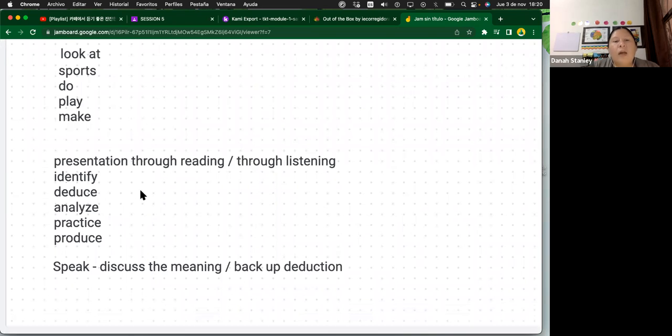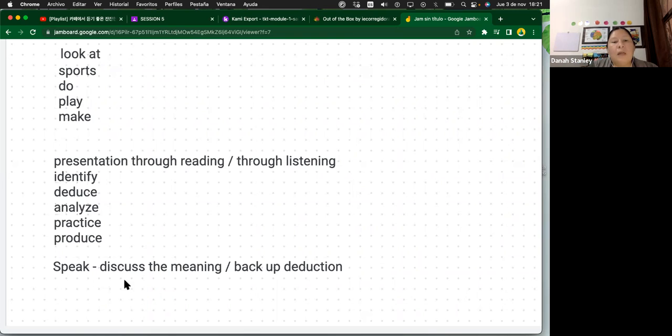So the presentation can be through a reading or through a listening. So they need to identify the views, analyze, practice, and produce. They identify in the reading, they deduce the meaning, they analyze how this lexical chunk works in the structure. They have a practice, can be controlled, semi-controlled, or free, depending on the level and the level of difficulty of the chunk of lexis you are introducing, and they have a production.